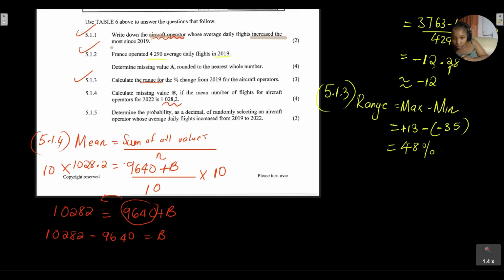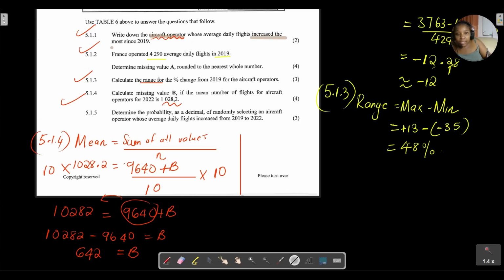So our B is 10282 minus 9640, it's basically 642. B is equal to 642. Done. Last one, calculate the probability as a decimal. I'm going to do it here on the side.